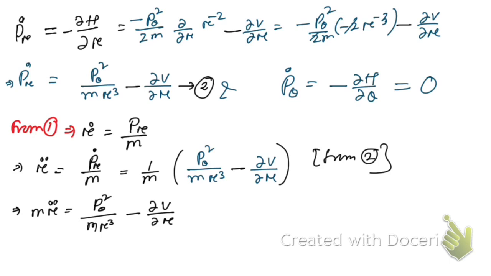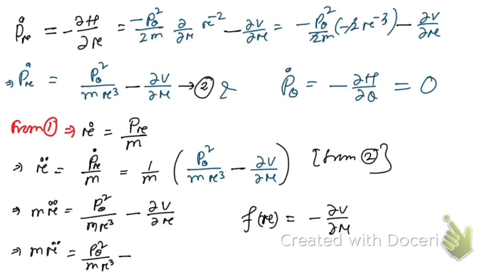So now you see this equation: m r double dot is equal to p theta square by m r cube minus del V by del r. We have already got that f of r is equal to negative of del V by del r. I have already given this at the beginning of this video. That's why we can replace this term by this central force. Let me copy this and write it here.